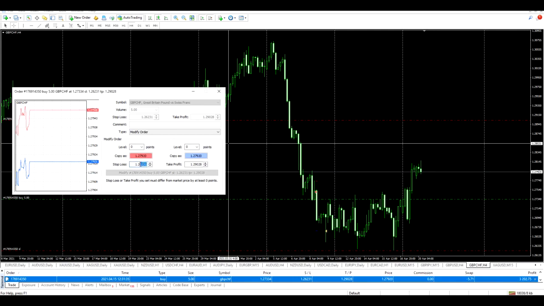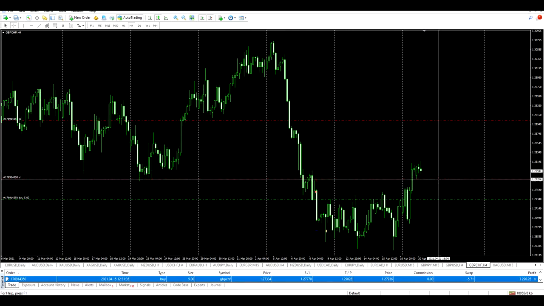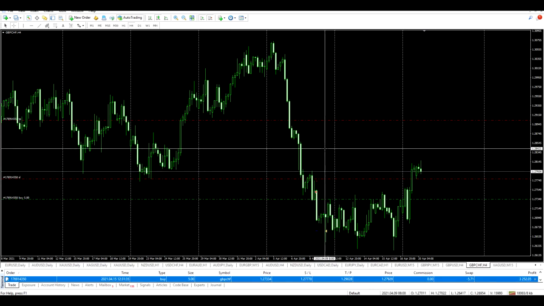And I'm going to modify my stop loss slightly. It's part of the general rules for trade management that we would make use of. And let's do that. Okay, so I've moved it up to here, and we're going to let this trade play out for the next while and see how it goes. So I'll be back to monitor this.